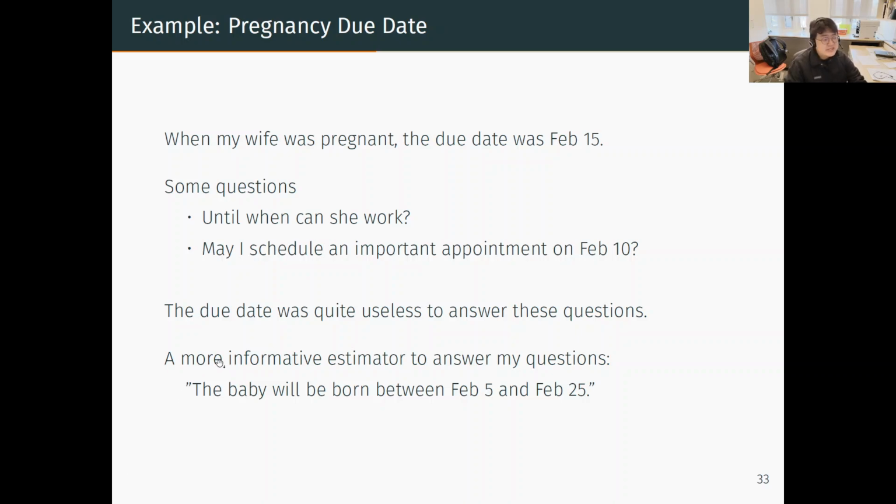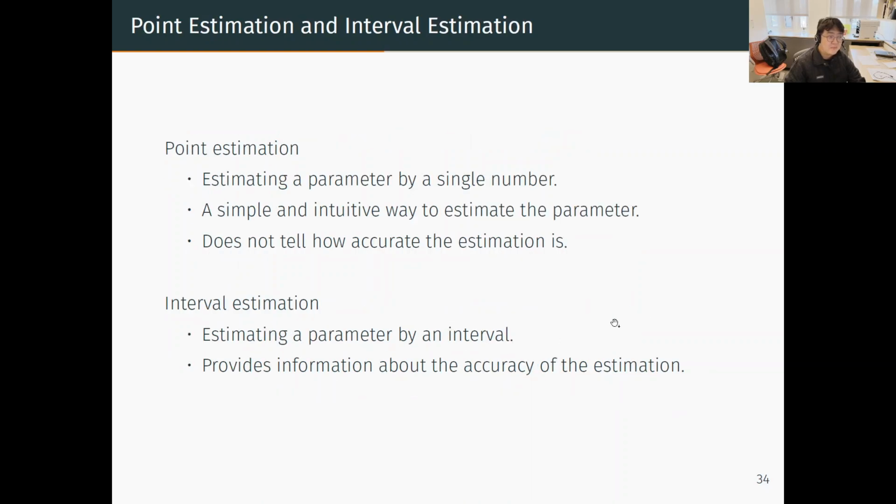Okay, so a solution to that problem is this. A more informative form of estimator would be: the baby will be born between February 5th and February 25th. So an interval may help better. If the doctor just told me, do not make any schedule between these two dates because that's most likely when the baby will be born, that's more informative, so I can schedule accordingly, right?